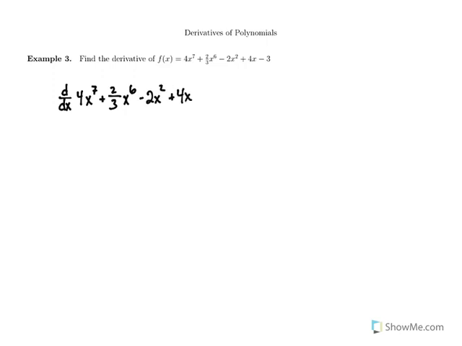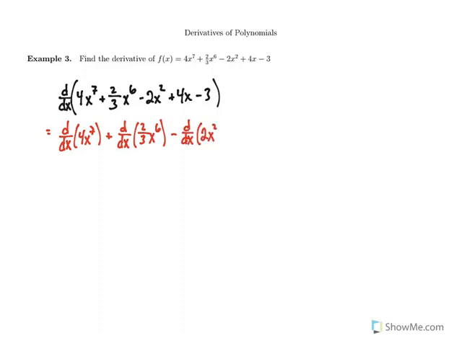So the first thing I'm going to do is take this derivative and break it up over addition and subtraction. So I'm going to write this as the derivative of 4x to the 7th plus the derivative of 2/3 x to the 6th minus the derivative of 2x squared plus the derivative of 4x minus the derivative of 3.